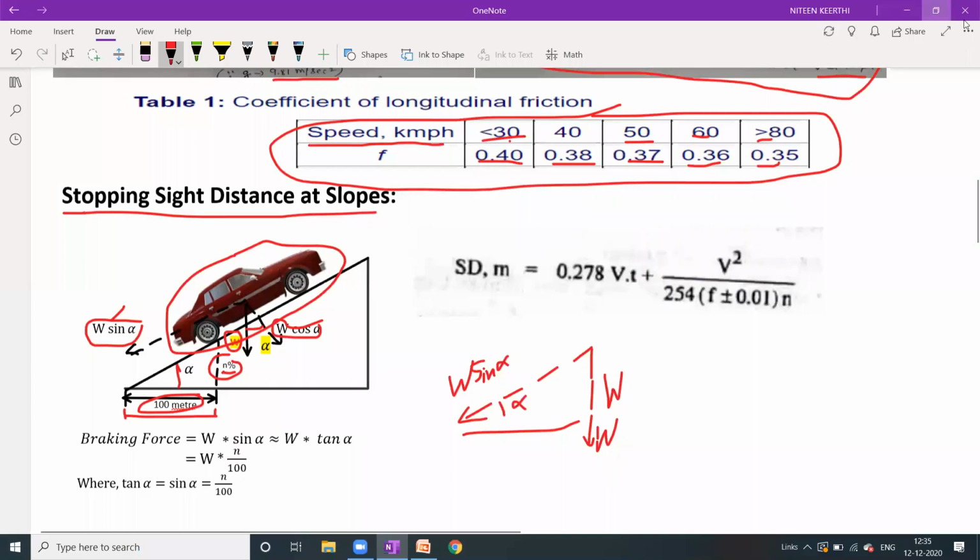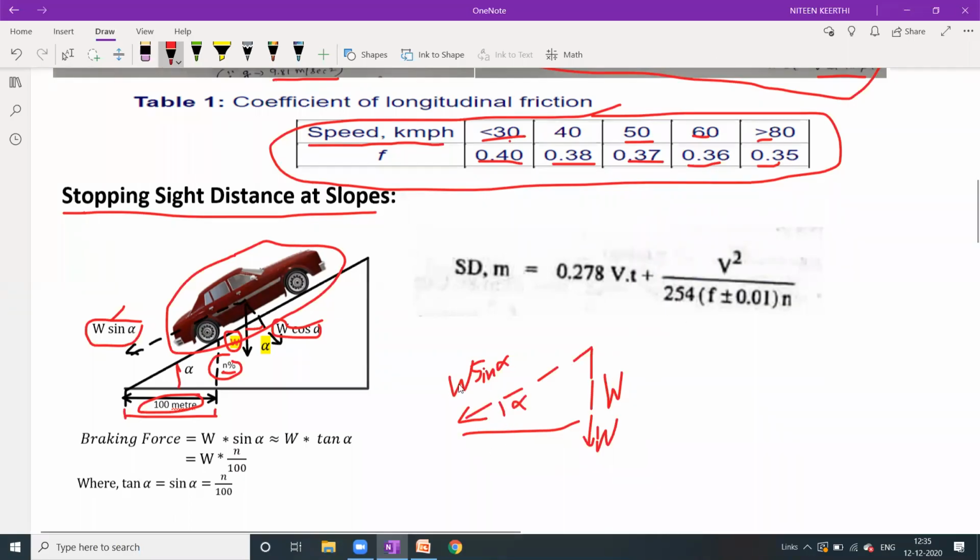So opposite we know. For sine, what is that? Opposite by hypotenuse. For tan, opposite by adjacent. So opposite we know, so we need the hypotenuse value. So what will be this hypotenuse value?